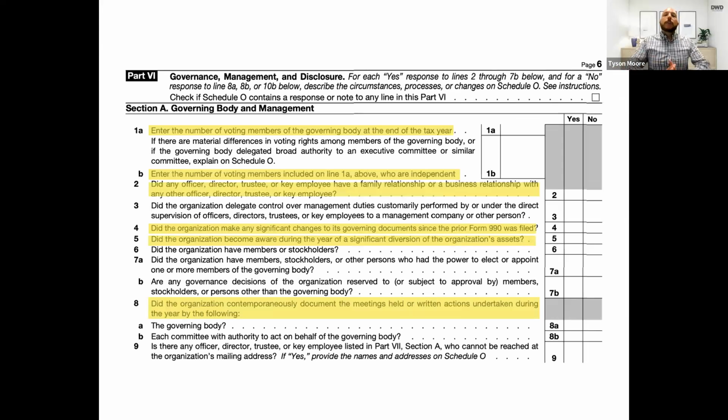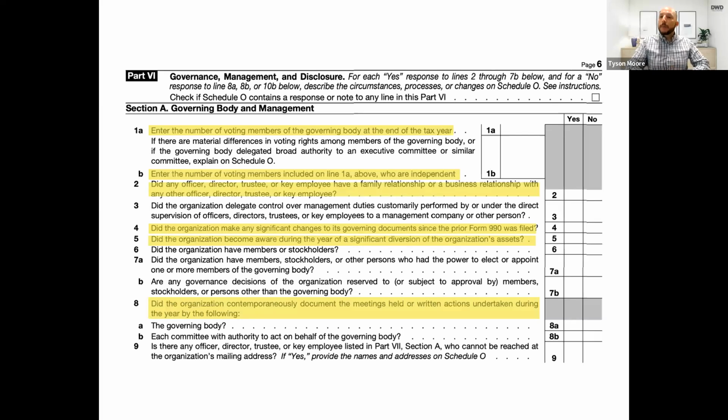Okay. So here's the meat of the 990. These are the governance questions. And these are definitely not on any for-profit tax return that there is. So again, we just start with the number of voting members. We kind of talked about that a little bit. It's the same question that's on the front page.